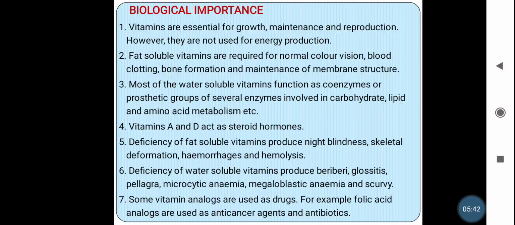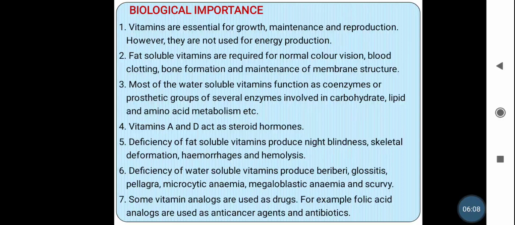As such, these vitamins do not produce or give energy to our body. They are essential, as they take part in all chemical reactions and all cellular activities, such as growth, maintenance and reproduction of the body. So they are very essential, vital nutrients for our body's growth, maintenance and reproduction.